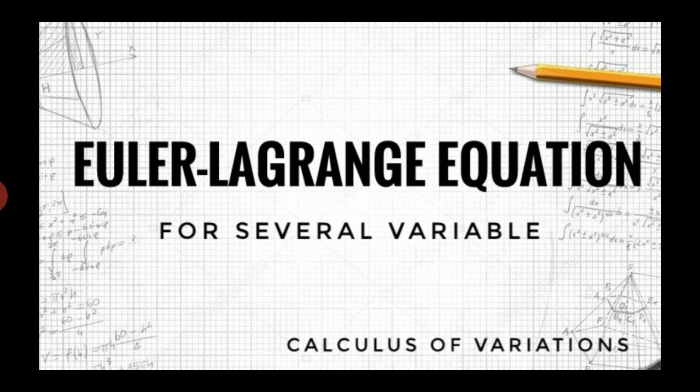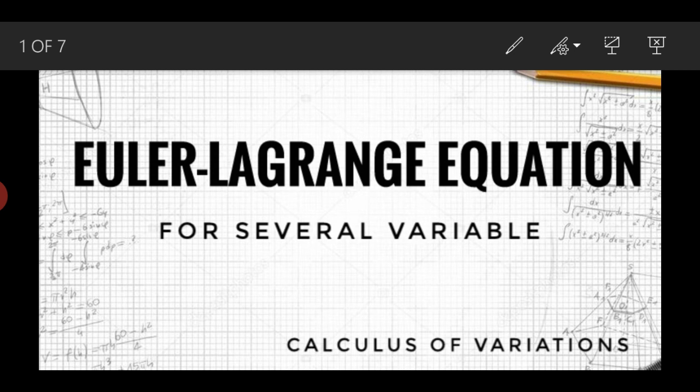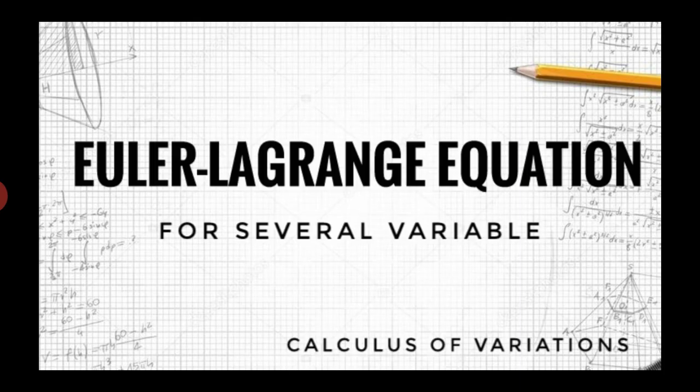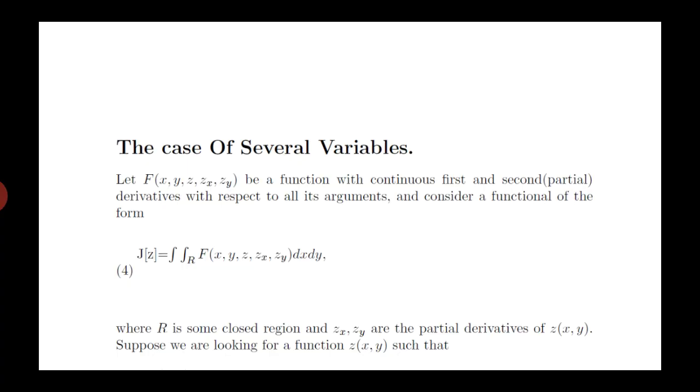Hello everyone. Till now we considered functionals depending on a function of a single variable. The same concept can be extended to functions of several variables. In this lesson we will derive the Euler-Lagrange equation of a two variable function z of x, y, which represents a surface on 3D space.